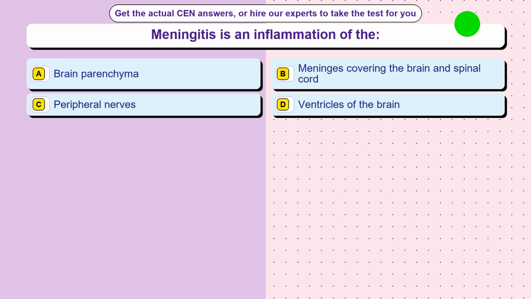Question 38. Meningitis is an inflammation of the: Option A, brain parenchyma. Option B, meninges covering the brain and spinal cord. Option C, peripheral nerves. Option D, ventricles of the brain.